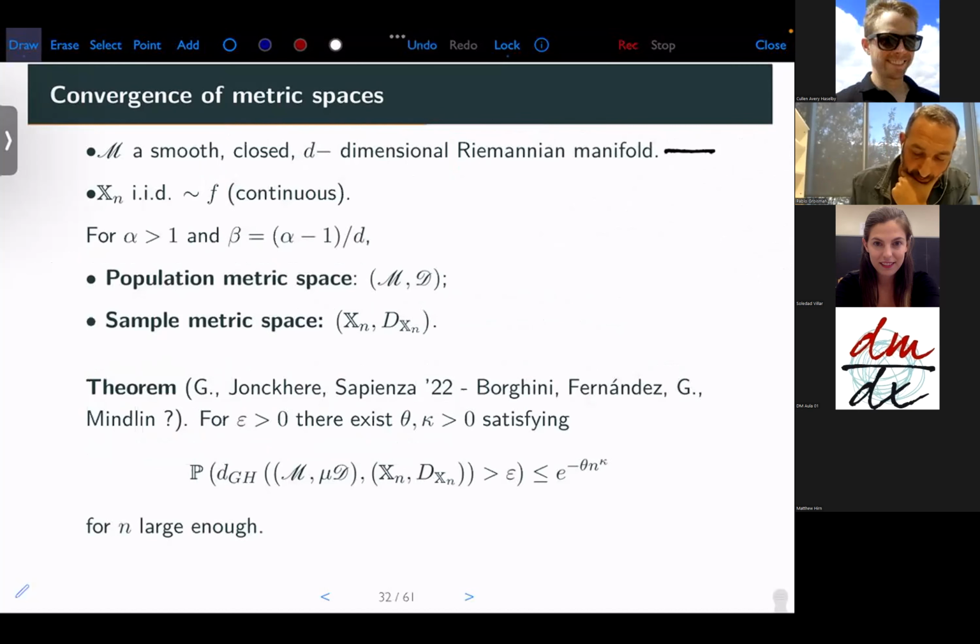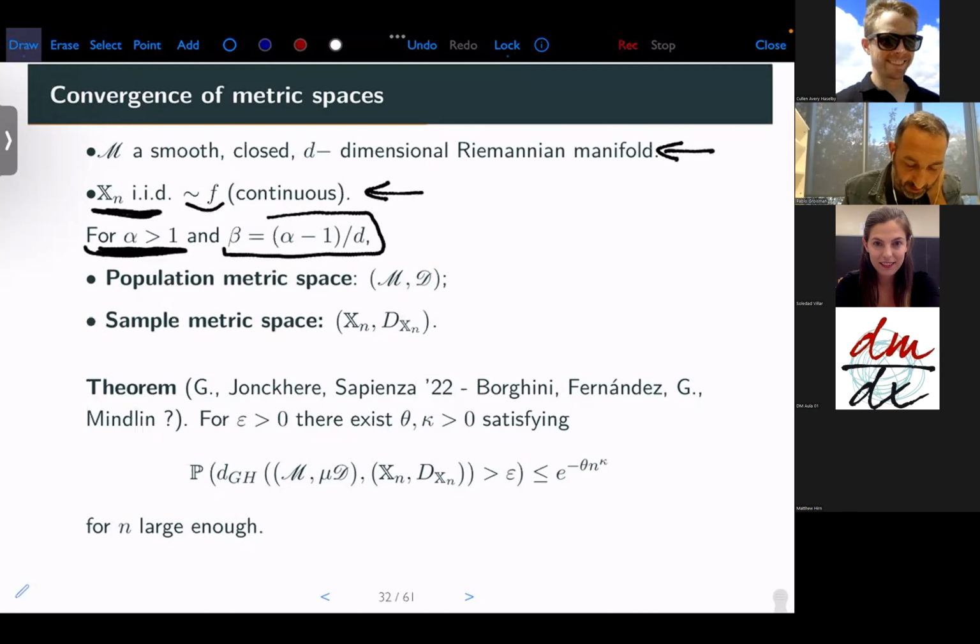So we can do the following thing. We have our manifold. We have our finite sample containing the manifold, which is IID drawn from some density f. We have this parameter alpha, which gives the power at which we raise our length. And we are going to define beta as (alpha minus 1) divided by d. That's just a computation that I'm not doing here. So we have the population metric space, as we said before, and we have the sample metric space, which is given by the sample with this distance.